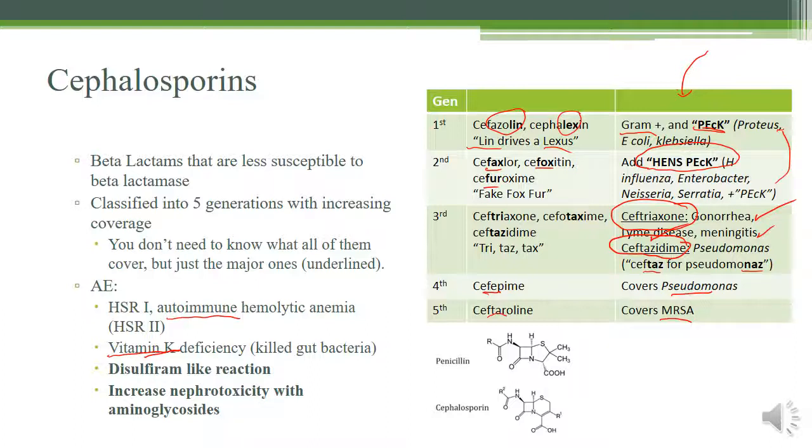Another reaction that you also need to look out for is the disulfiram reaction. Disulfiram is just a drug that we give to alcoholics, and it pretty much makes you have a hangover if you drink alcohol. And if you take these drugs and you drink alcohol, you will have a really bad time. Another thing is that it increases nephrotoxicity, especially when they're put in with aminoglycosides, which we'll talk about in a different module of antibiotics.